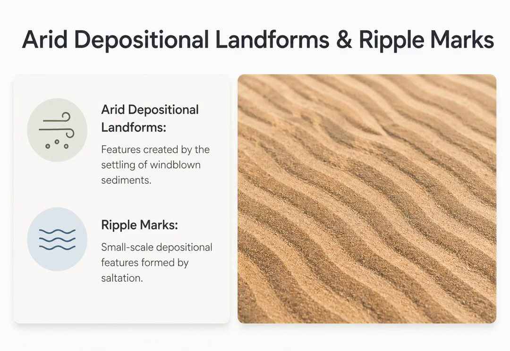Wind doesn't just erode, it also deposits the material it carries. This brings us to arid depositional landforms. The smallest of these are ripple marks. As wind blows over loose sand, it moves the grains through a bouncing action called saltation. This turbulent flow of air organizes the sand into small, rhythmic, wave-like ridges on the surface, very similar to the ripples you see underwater at the beach.